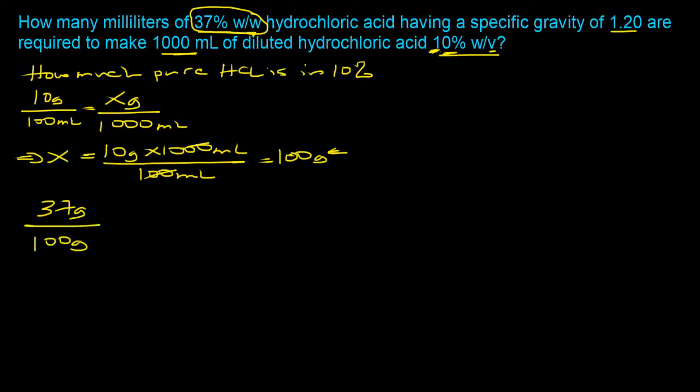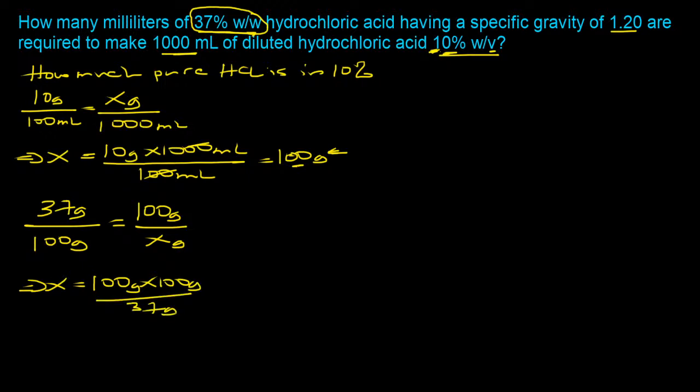So notice the units. And we want to figure out how much of this solution we need to supply this 100 grams. So the 100 grams goes to the numerator on the right hand side of the equation, and then the x goes in the denominator. So we can go ahead and solve for this x here, which is our variable, and that will be equal to 100 grams times 100 grams divided by 37 grams, and that gives you 270.3 grams.